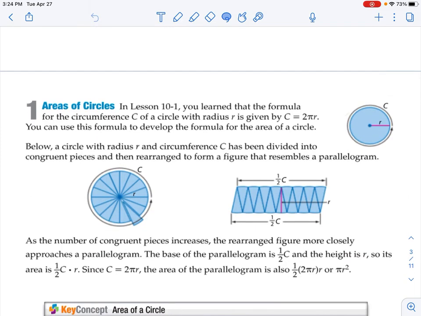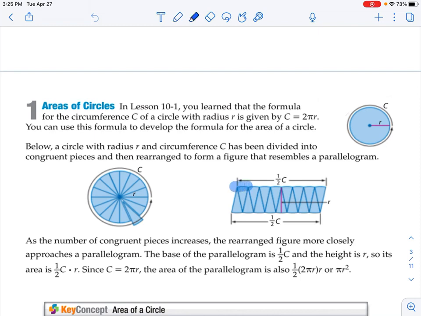In lesson 10.1, you learned that the formula for the circumference C of a circle with radius r is given by circumference equals 2 pi r. You can use this formula to develop the formula for the area of a circle. Below, a circle with radius r and circumference C has been divided into congruent pieces and then rearranged to form a figure that resembles a parallelogram.